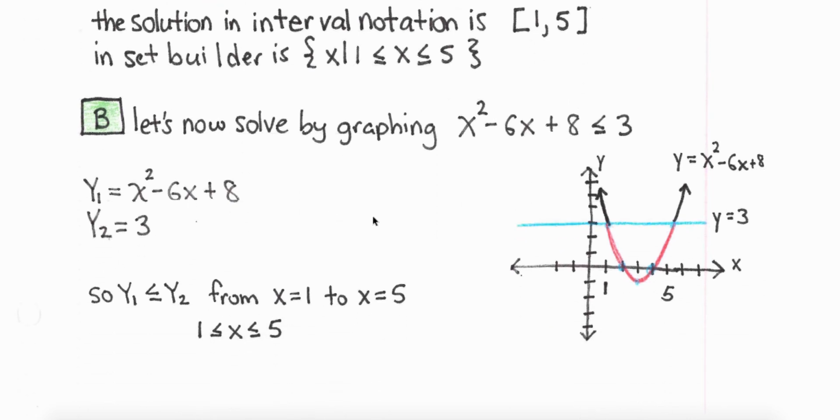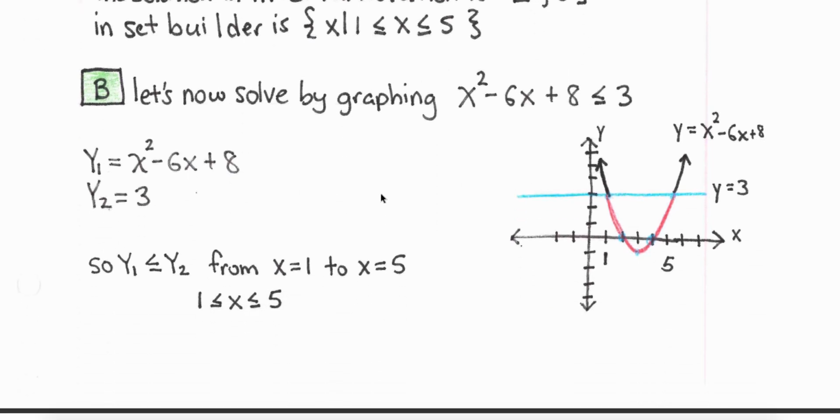Okay, what if I want to take the same problem but this time solve it by graphing? Well, I could take x squared minus 6x plus 8 less than or equal to 3. Using our calculator, we're going to make y1 equal to x squared minus 6x plus 8. We're going to make y2 equal to 3. And so what we're looking for is, where is y1 less than or equal to y2? When is the first y function below the second y function?